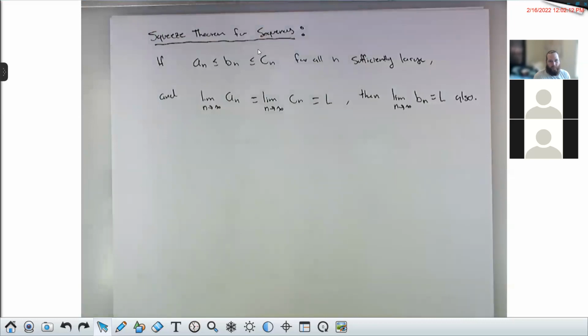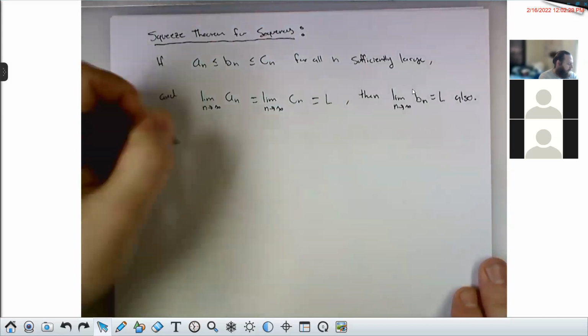But it can be bounded above by some sequence that's easy to find and bounded below by some sequence that's easy to find. And both of those bounding sequences have the same limit. And then the limit of the middle guy has to be that value as well.